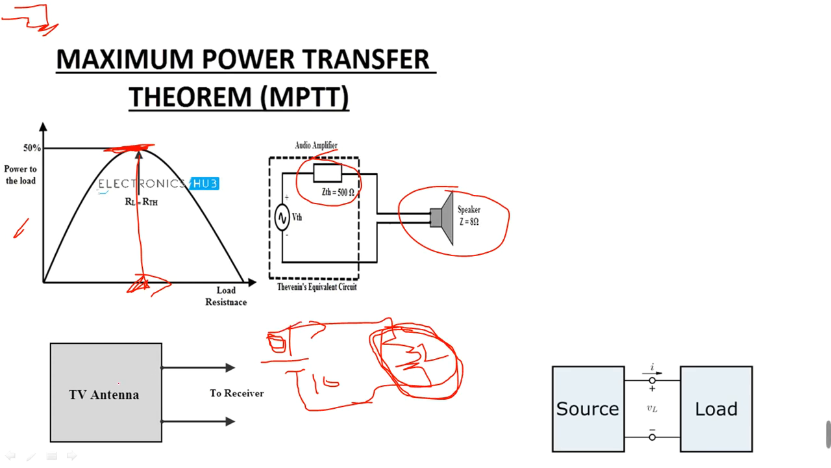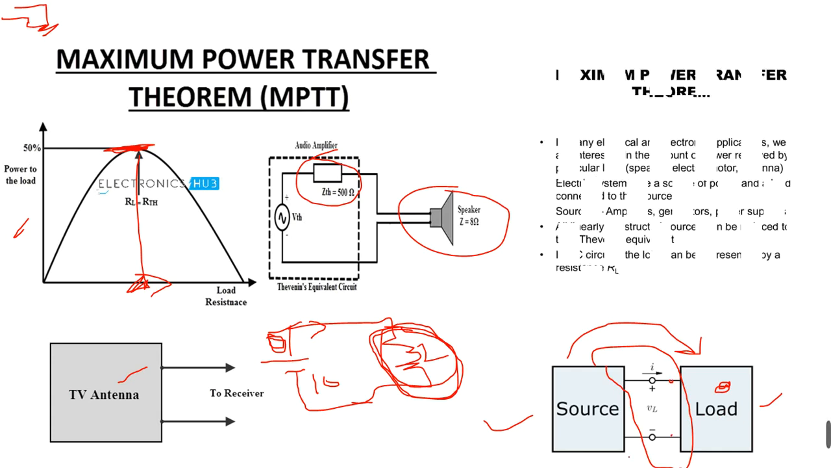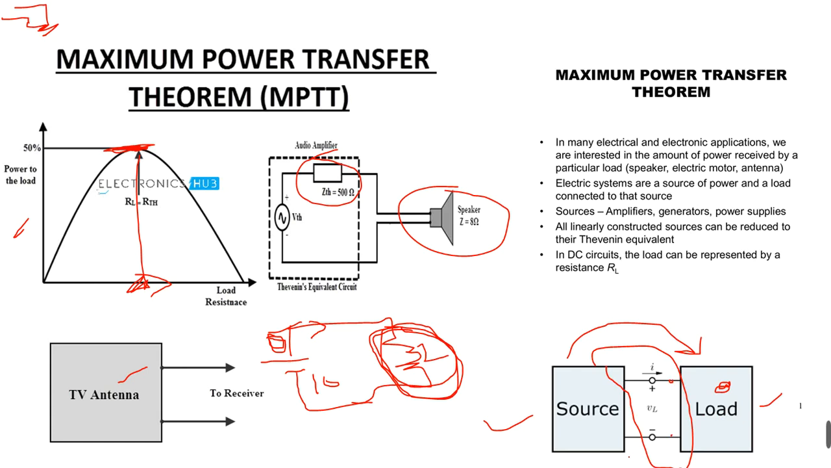Whether it is the case of a TV antenna, or a source and load, the main thing you have to study is that to transfer maximum power from source to load, the load resistance should be equal to the Thevenin's resistance, which is calculated across the load terminals. All right. On the screen, the maximum power transfer theorem advantages are given, and I have taken too much time on these three theorems only, because their practical applications are too many, students.